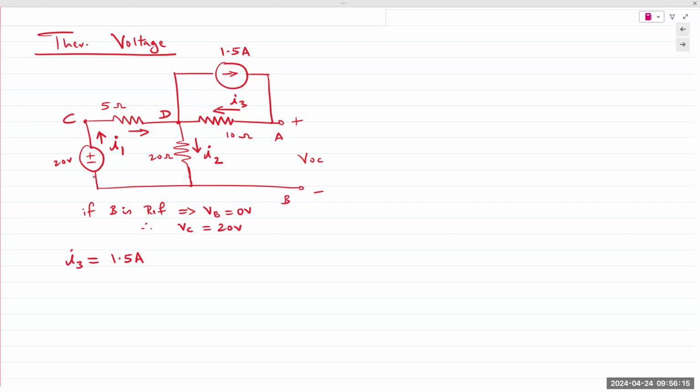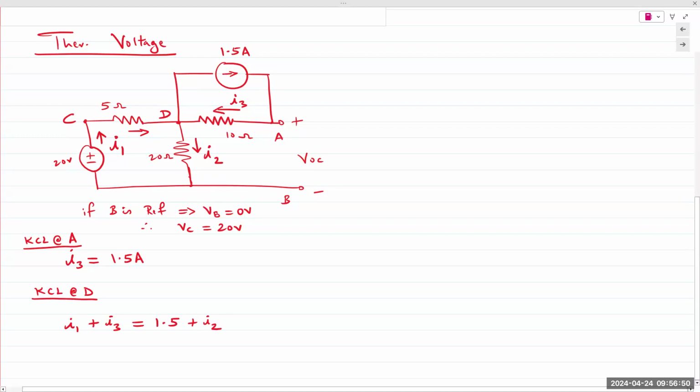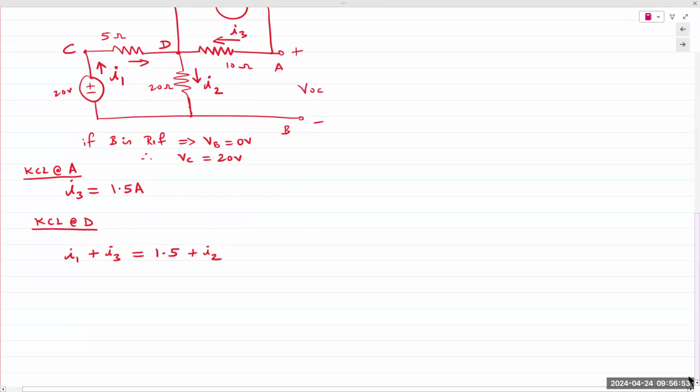Now you apply KCL at D. So this is KCL at A. You apply KCL at D, and you have 4 currents. You have I1 coming in, you have I3 coming in, and you have 1.5 amps leaving, and you have I2 leaving. Currents entering the junction equal currents leaving the junction. So I1 and I3 coming in, and 1.5 and I2 leaving.